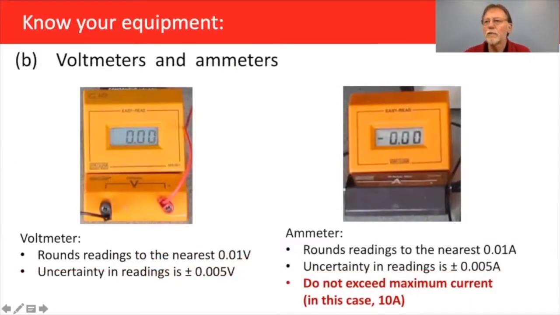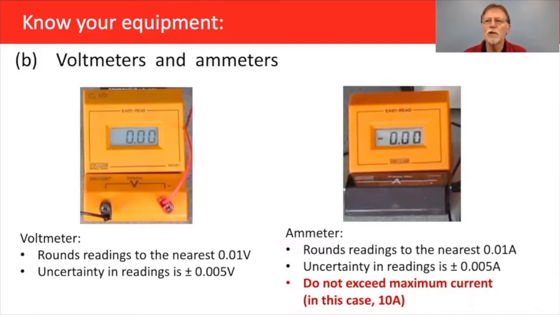A typical laboratory ammeter displays current values rounded to the nearest 0.01 amps. The effect of this rounding means that all readings are subject to an uncertainty of plus or minus 0.005 amps. While this may seem very small, it is significant if we are only measuring currents below 0.1 amp.